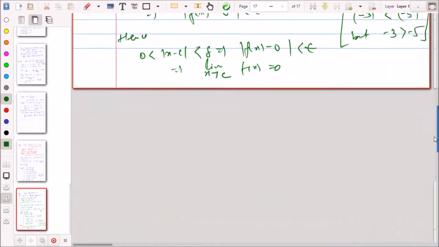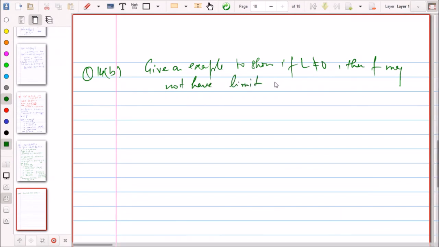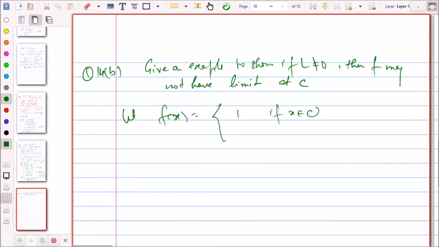So we have done a part of question number 14. Now we will do the next part, part b of question number 14, where we have to give an example to show that if L is not equal to 0, then f may not have a limit at c. So now let f(x) equal 1 if x belongs to Q and -1 if x belongs to Q complement.